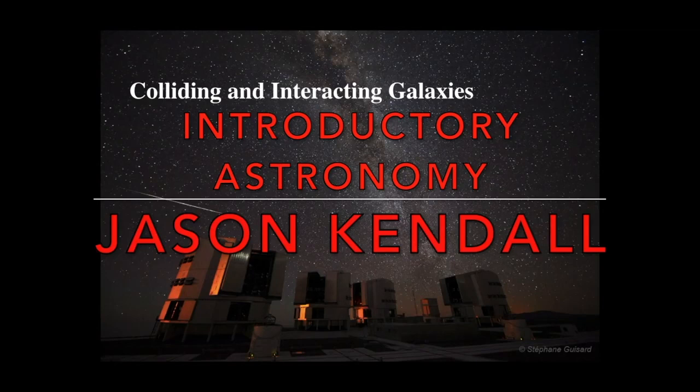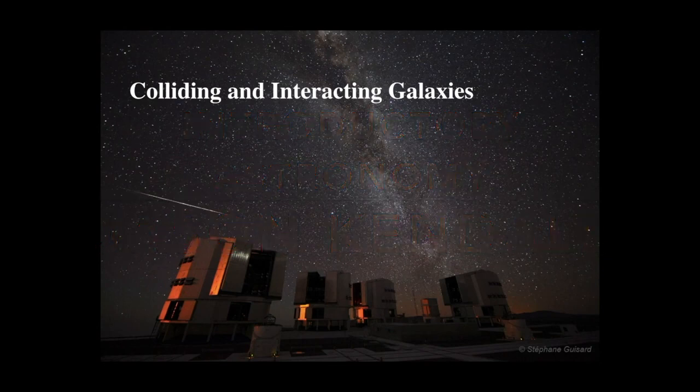This time we're going to be talking about colliding and interacting galaxies. Last time we were looking at the Hubble classification of galaxies and saw that many of them look distorted or messed up in some way, and those are the peculiar galaxies. We also indicated that possibly galaxies are forming by collisions and mergers. So now we're going to see how that actually works.